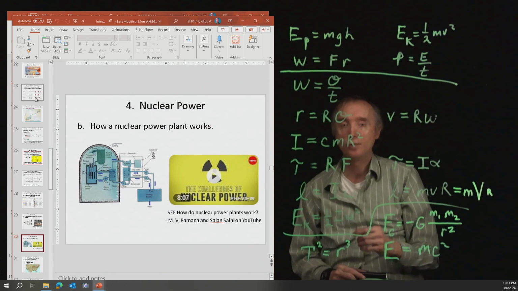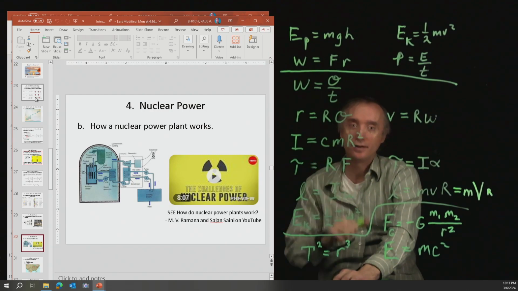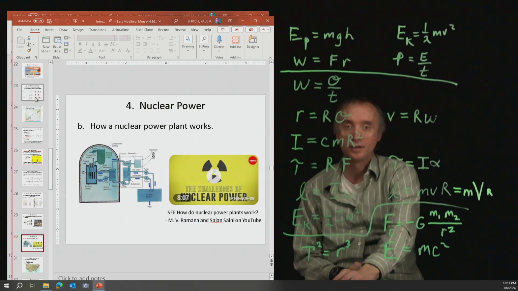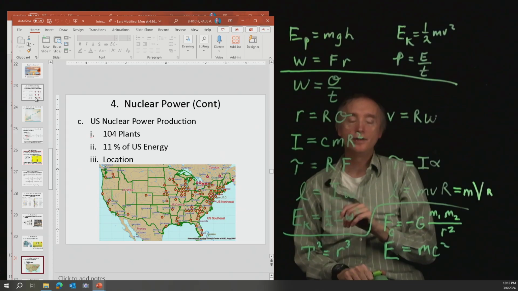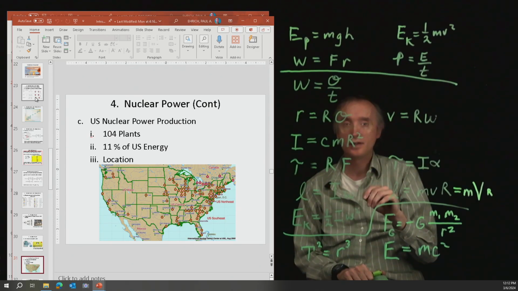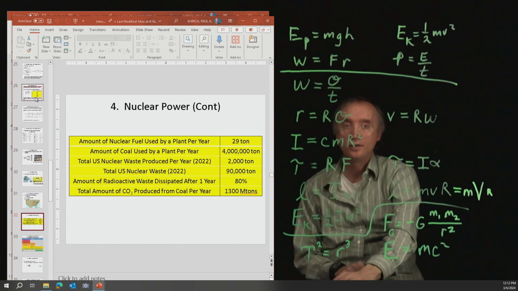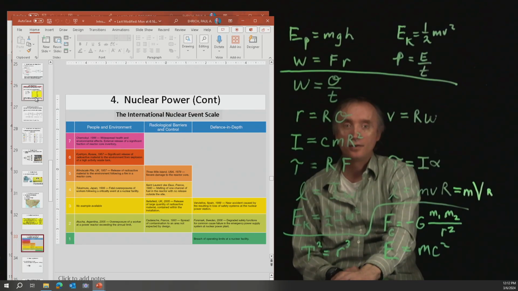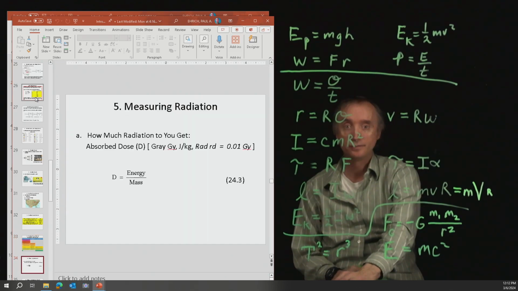You should be able to tell me what's the purpose of the moderator. What's the purpose of the control rods? And this is illustrated in this video that you can watch. Now you're not going to need to know about the United States nuclear power production. And you don't need to know about that. And you're not going to need to know about this scale for telling how dangerous a nuclear disaster is.